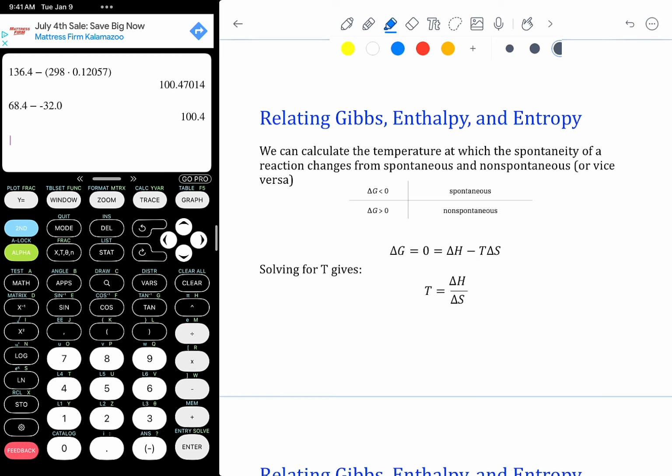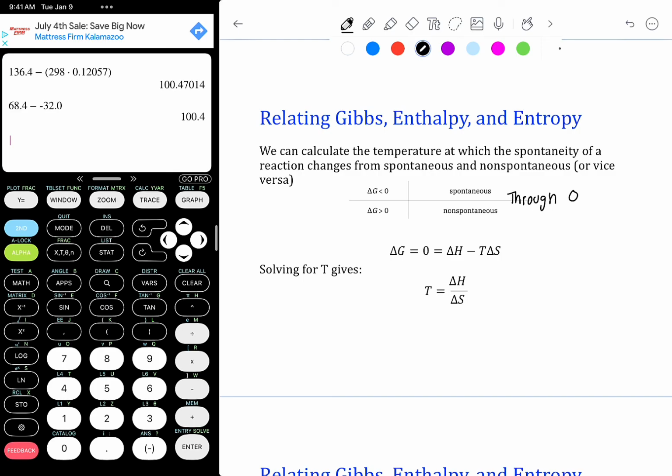And for this, we have to bring in the fact that when we go from spontaneous to non-spontaneous, we're going through 0. Delta G is changing from a negative to a positive, and the only way to do that is to go through 0. So at 0 is when we are going to change from spontaneous to non-spontaneous.